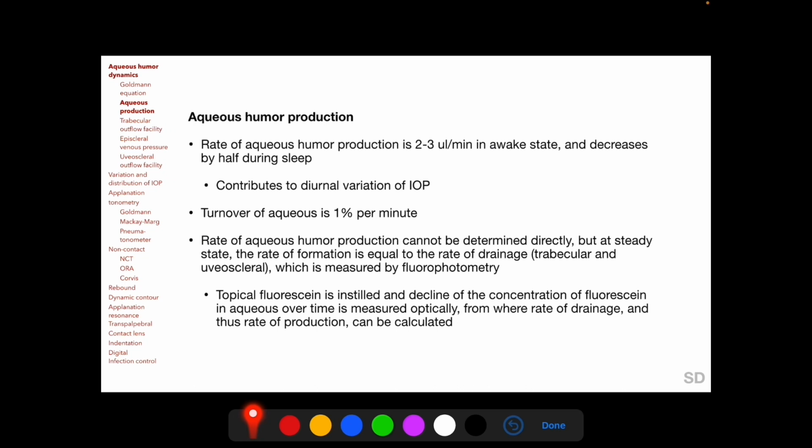The rate of aqueous humor production cannot be determined directly experimentally, but at steady state, the rate of aqueous humor formation is equal to the rate of total aqueous humor drainage, including both trabecular and uveoscleral outflows, and this rate of total aqueous humor drainage can be measured by fluorophotometry, in which topical fluorescein is instilled on the eye, and the decline of the concentration of fluorescein in the anterior chamber over time is measured optically, from where rate of drainage can be calculated, which is equal to the rate of aqueous humor production.